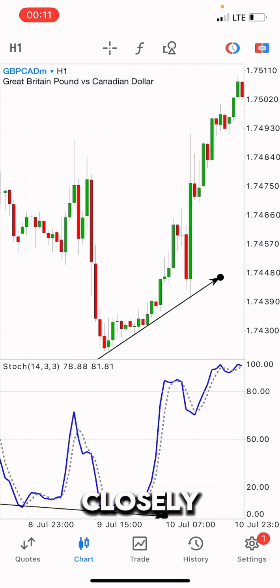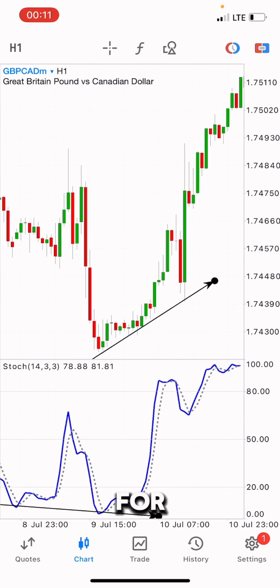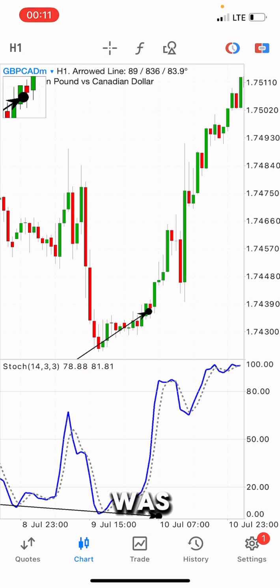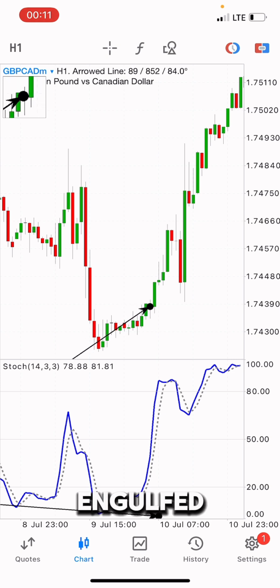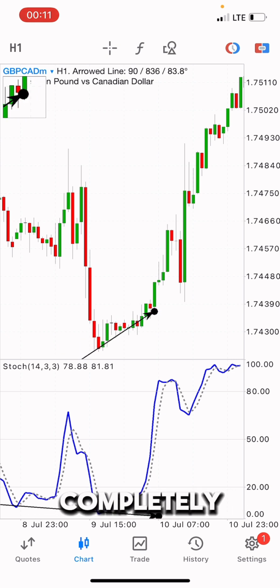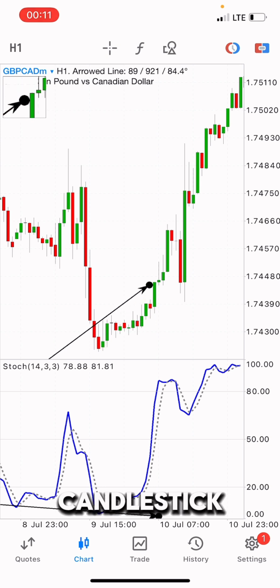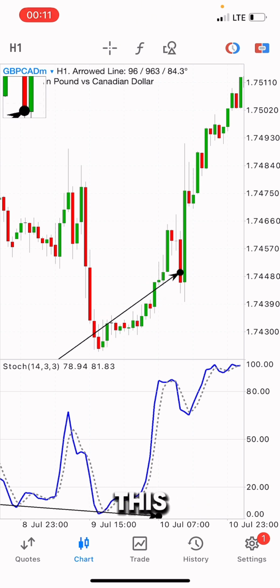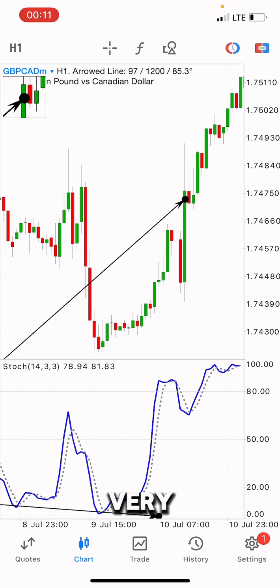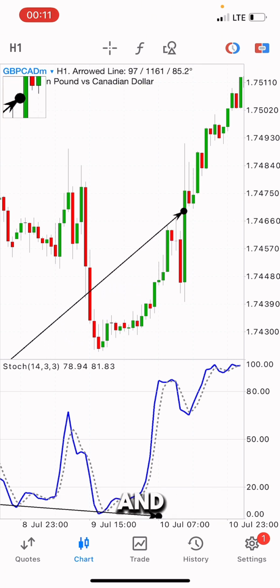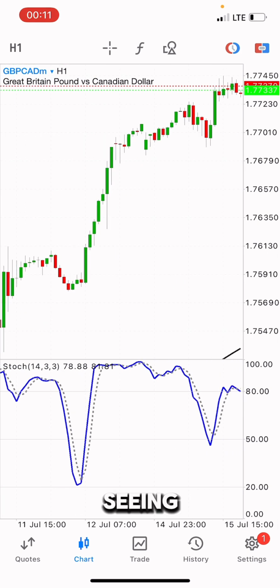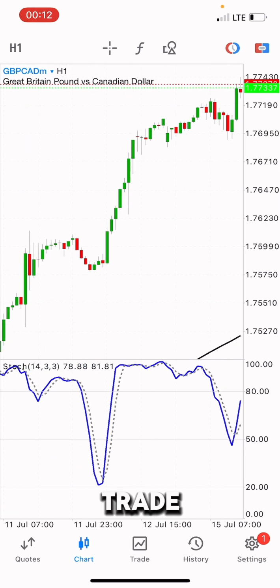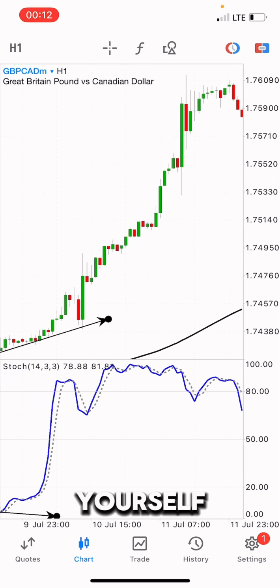So if we look closely, we were looking for a good confirmation, and we can see that this was our first engulfing candlestick pattern, because it engulfed this red candlestick completely. But if you were not sure about this candlestick pattern, you would have used this one, because this was a very strong bullish engulfing. And if you took this trade after this engulfing pattern here, you would have seen that this was a very good trade you would have taken for yourself.